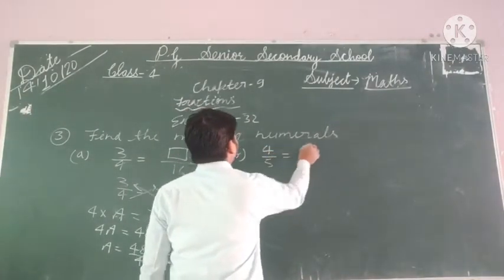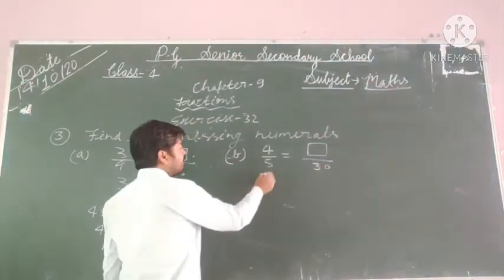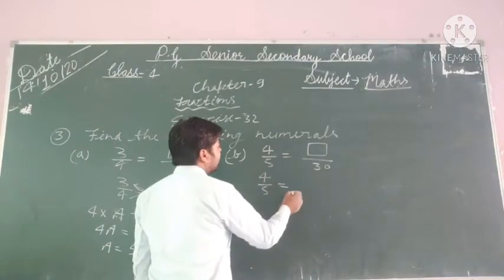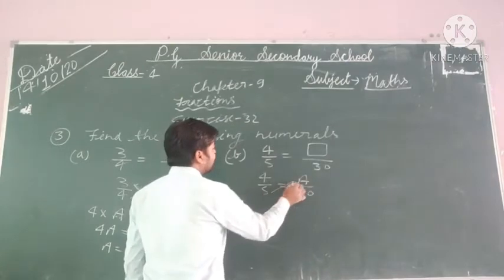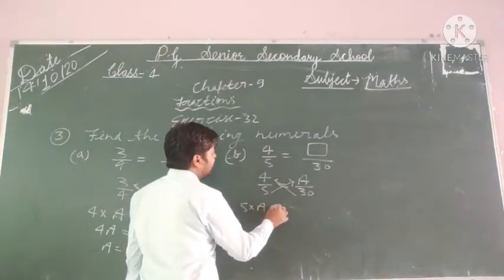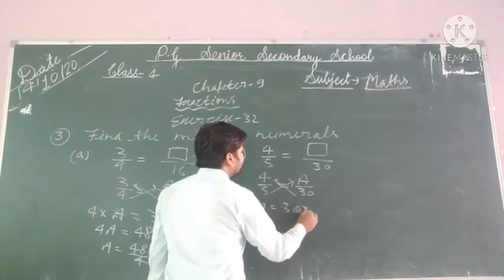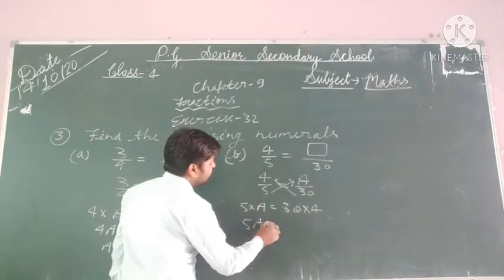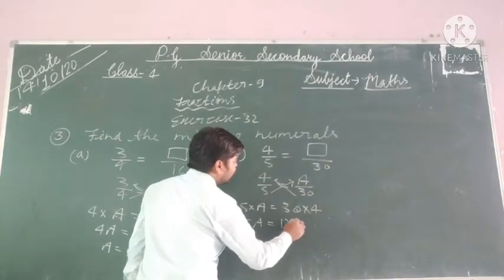4/5 equal to, at the place of blank, you will write A/30. So what you will do? Cross multiplication. So 5 multiplied by A equal to 5A, and 4 multiplied by 30, 4 threes are 12, means 120.